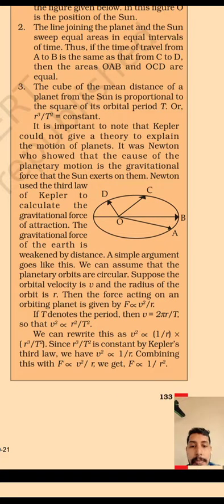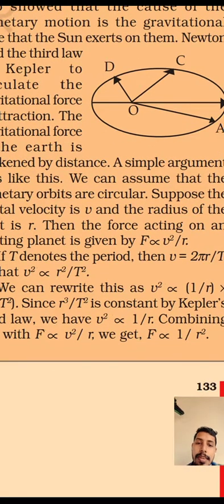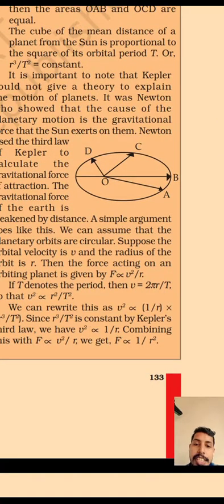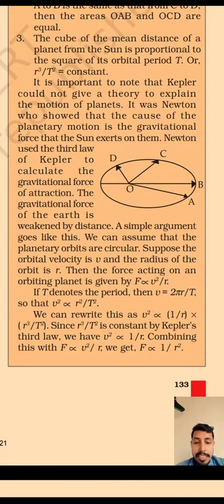The force acting on the orbiting planet is given by F directly proportional to V square by R. Okay, V square by R. If T denotes the period, then V is equal to 2 pi R by T. T is the time period, so velocity is equal to 2 pi R by T. 2 pi R is the circumference of the circle, divided by T gives velocity. We already studied this in circular motion, how velocity comes as 2 pi R by T.